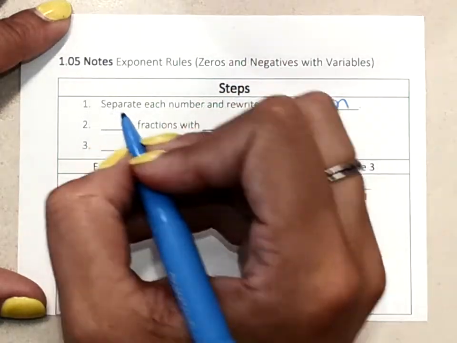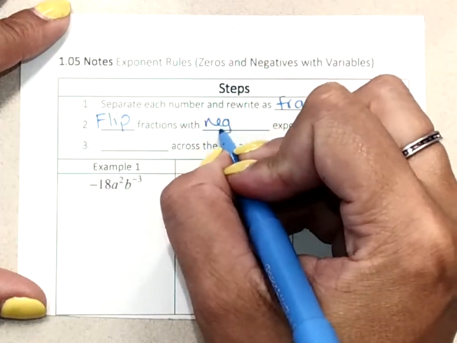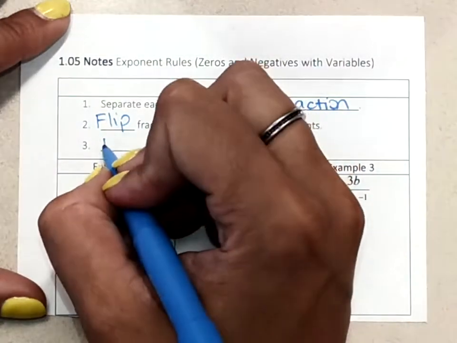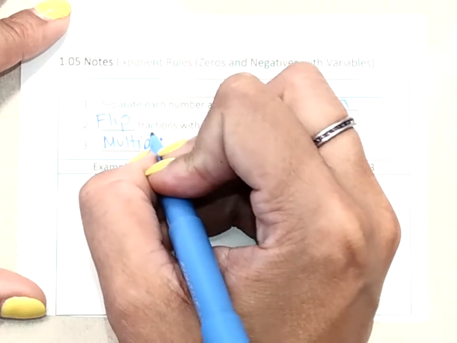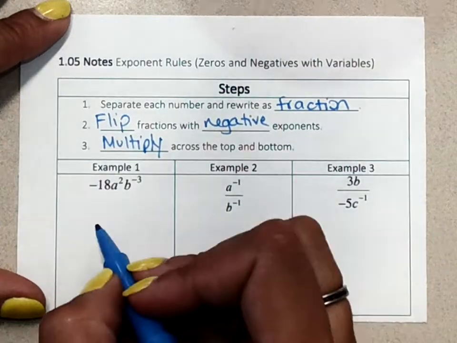The second step is to flip fractions with negative exponents. Lastly, you're going to multiply across the top and bottom of the fraction. So let's try example number 1.